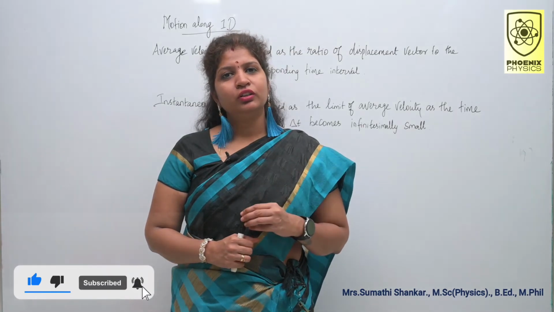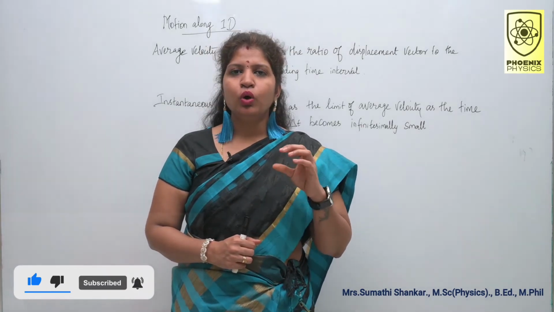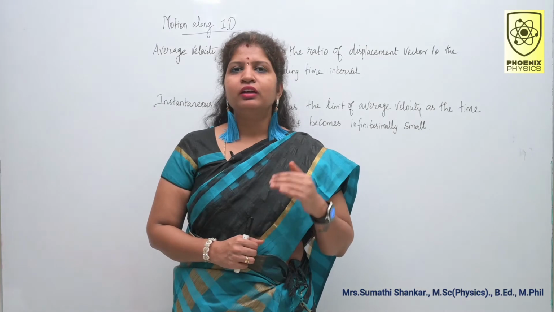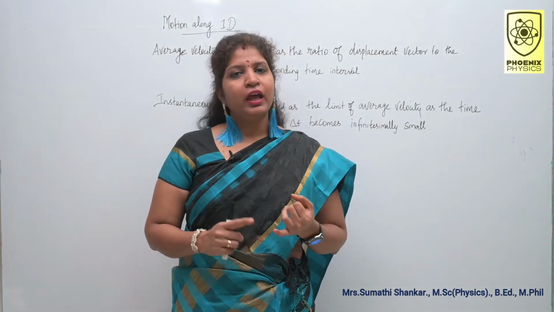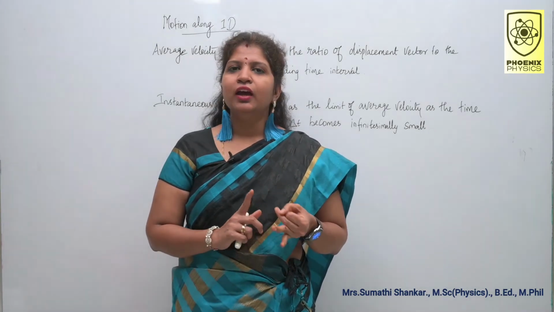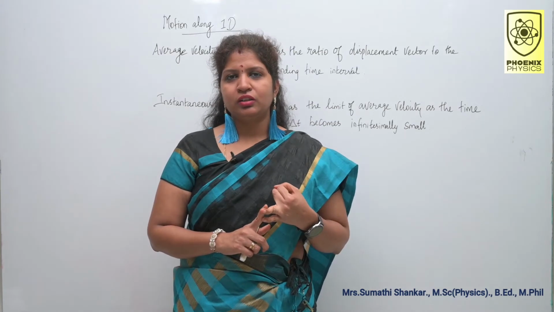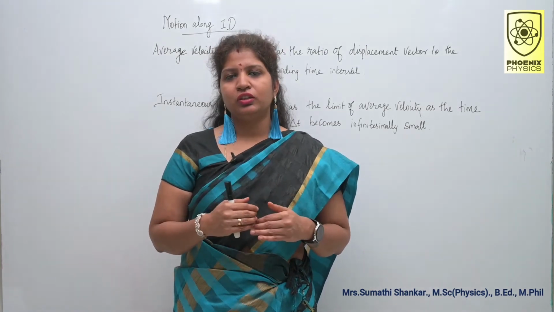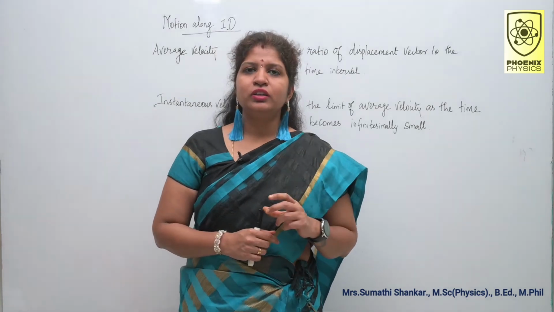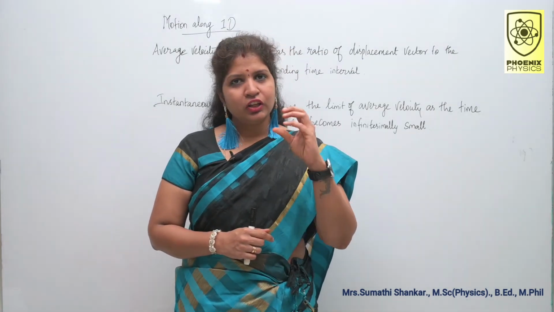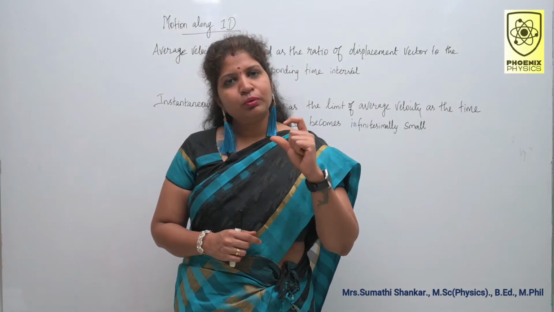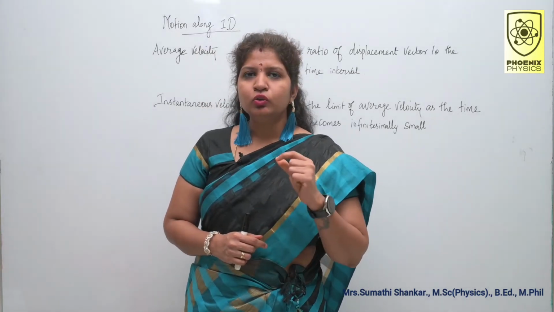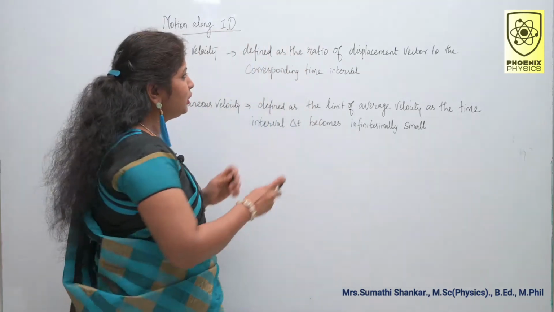Today we are going to learn motion along one dimension. We have already studied average velocity and instantaneous velocity. Just to recall, what is average velocity? Average velocity is defined as the ratio of displacement vector to the corresponding time interval.